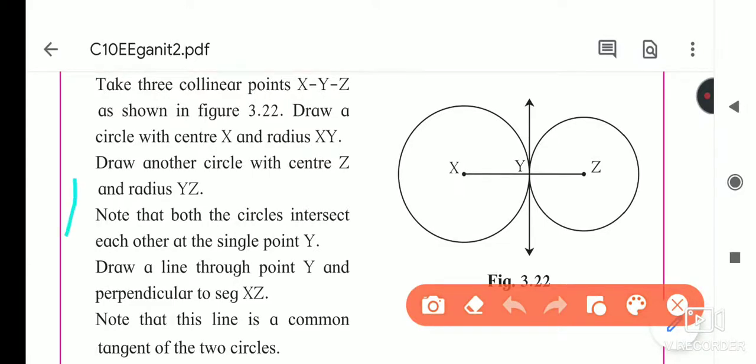Draw another circle with center z and radius yz, and note both the circles intersect each other at a single point, and that is y. And draw a line passing through the point y perpendicular to xz. Note that this is the common tangent of the two circles. We'll see this with the activity.